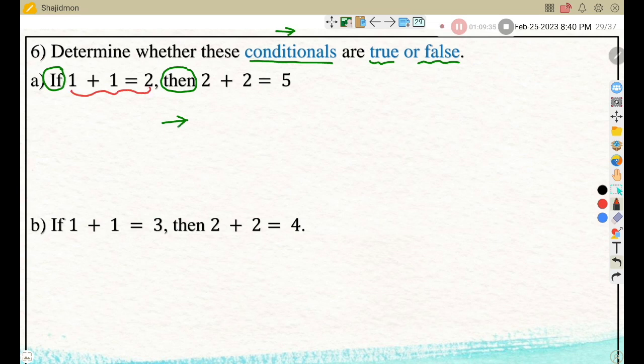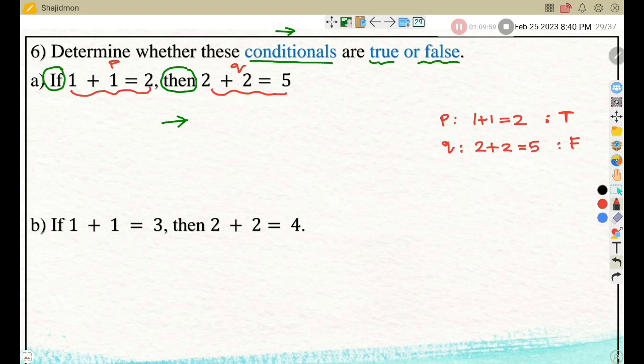If now, 1 plus 1 equal to 2. This is the P statement. 1 plus 1 equal to 2. Is it true or false? P statement? True. Correct? Now, 2 plus 2 equal to 5. This is Q. Q means 2 plus 2 equal to 5. Is it true or false? 2 plus 2 is 4. So, 5 means it is false.